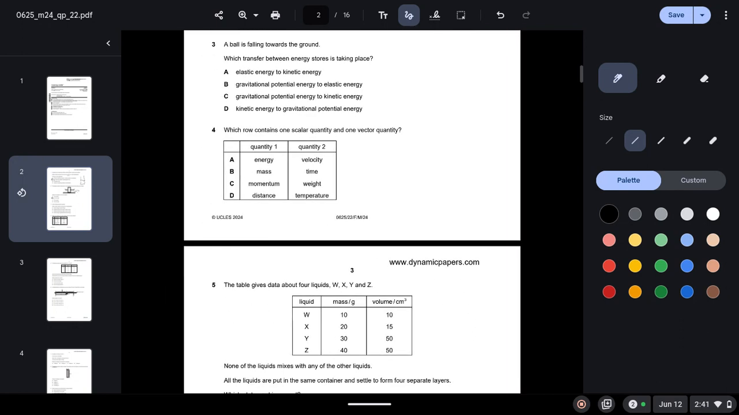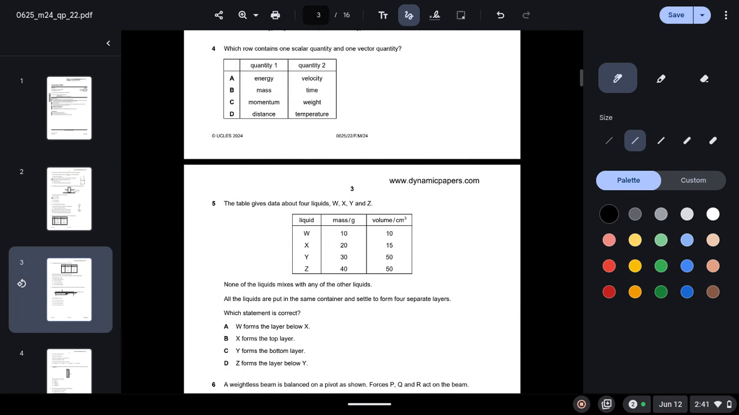A ball is falling towards the ground. Which transfer between energy stores is taking place? So a ball is in the air and it is falling towards the ground. So the energy change would be gravitational potential energy to kinetic energy, because as the ball falls down, it loses vertical height but it gains speed. So gravitational potential energy to kinetic energy.